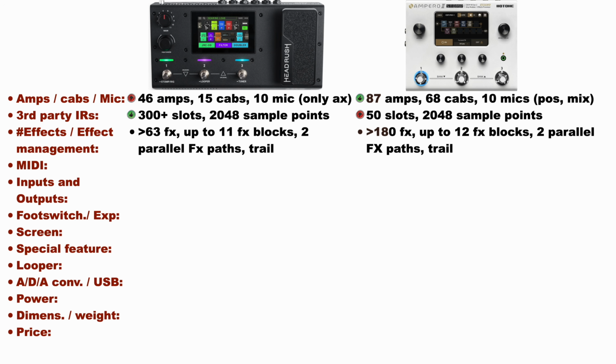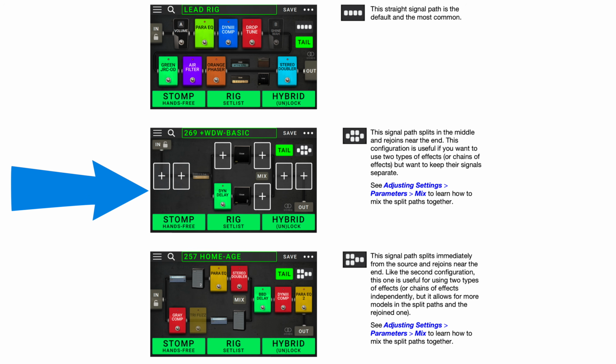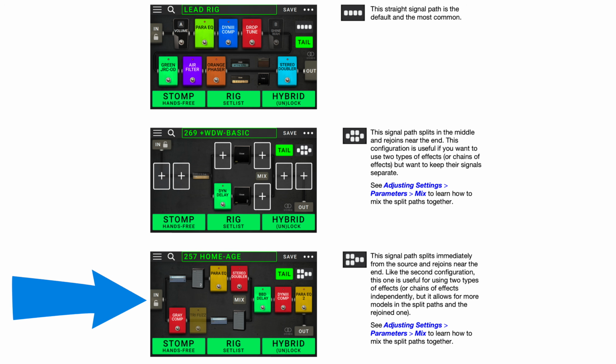The MX5 offers more than 63 effects arranged in 11 blocks that you can put in whatever order you want, with the possibility to have parallel effects and with 3 types of signal chains allowed. As shown in the picture, the signal chains can be serial, parallel with 3 effect blocks before the parallel split and 2 after, or parallel with 2 chains of 4 parallel effects and 3 serial effects after the parallel split.